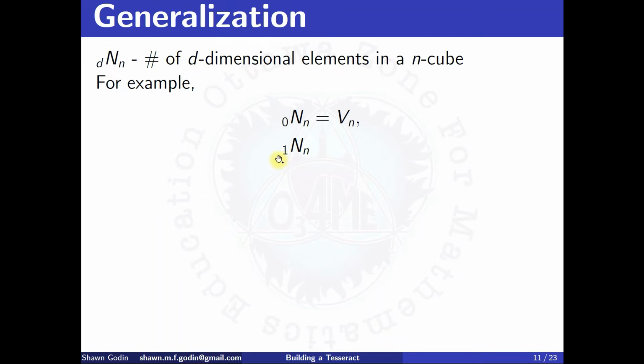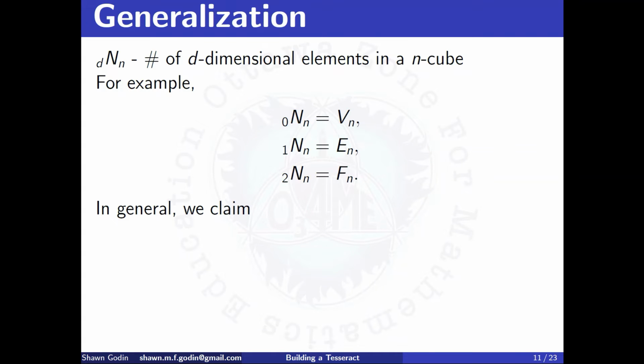1 N n is going to be the number of one-dimensional elements of an n-dimensional cube. Well, one-dimensional elements are line segments. That's going to be our number of edges. And similarly, 2 N n is going to be the number of faces. But now we can continue this pattern. 3 N n is going to be the number of 3-dimensional cubes in an n-dimensional cube, and so on down the line.